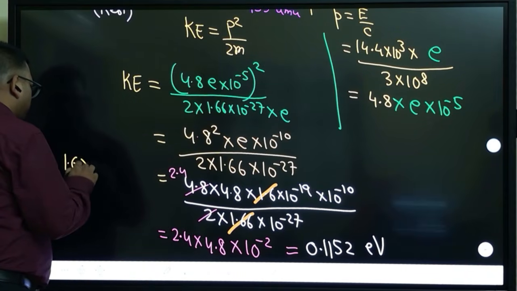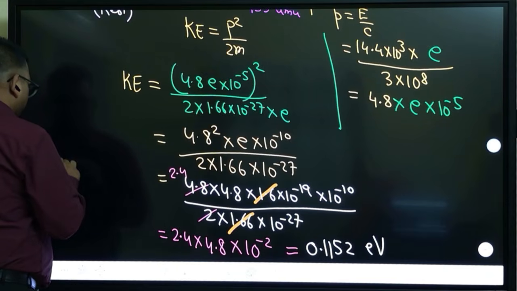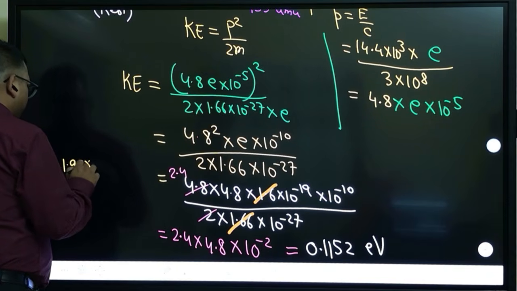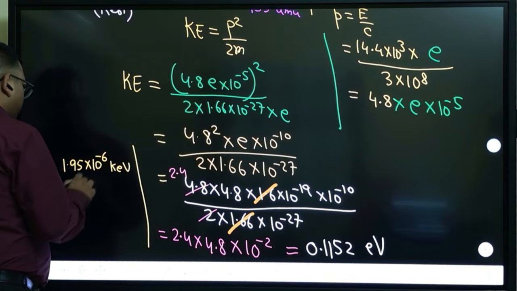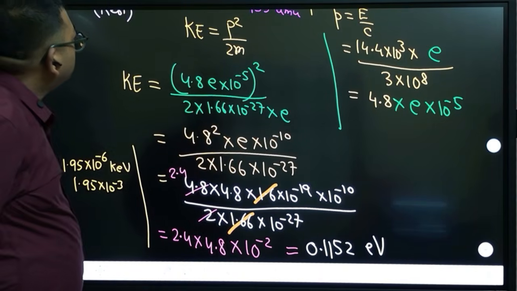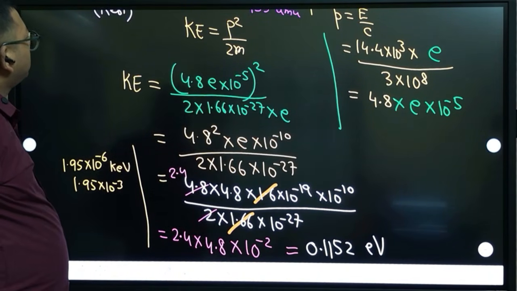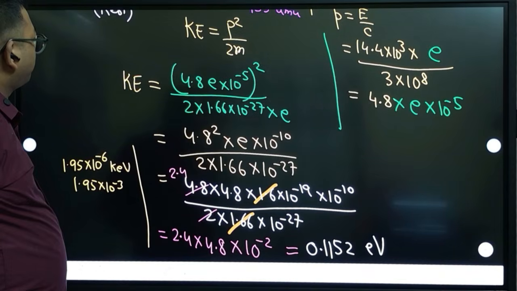1.6 into 10 to the power... 1.95 into 10 to the power minus 6 kilo electron volt. Kilo means the 10 to the power minus 3 factor will come. Okay, so check out the calculations.